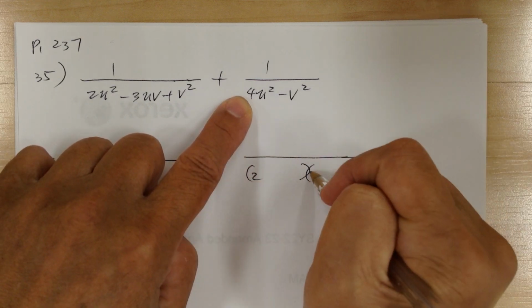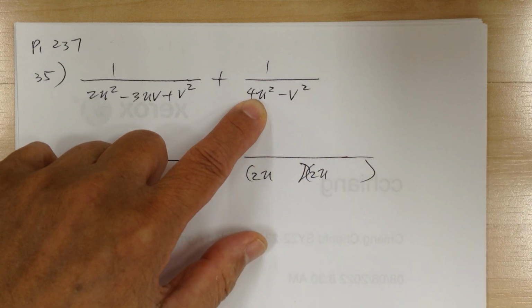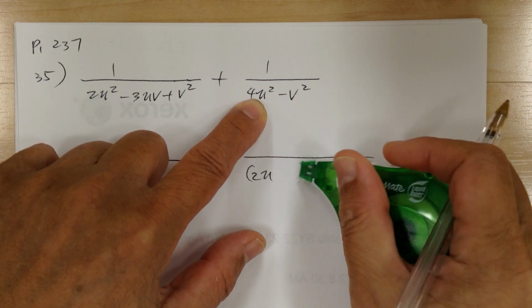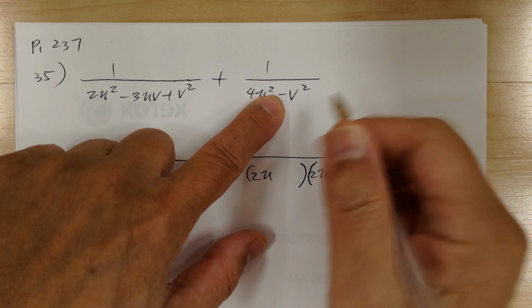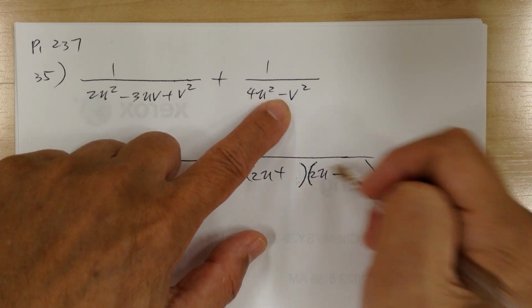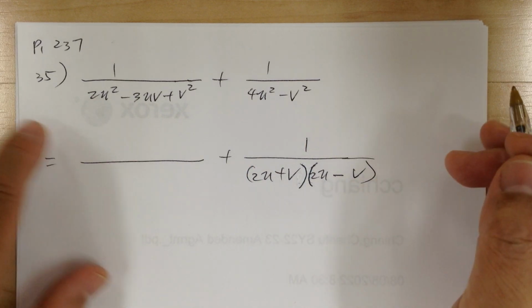So you need 2 times 2 to give 4. You need u times u to get u squared. You need plus and minus to get minus. You need to have v and v, right? Okay, so this one, I can go to the next step.